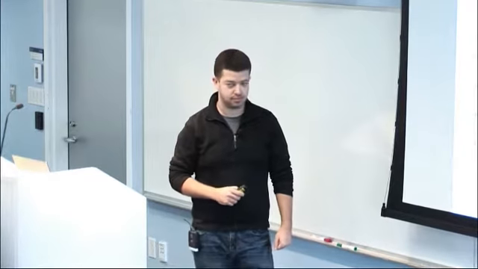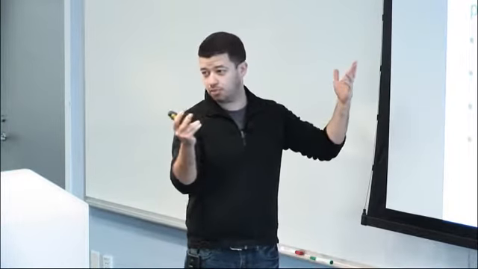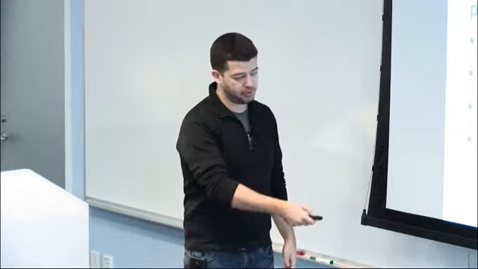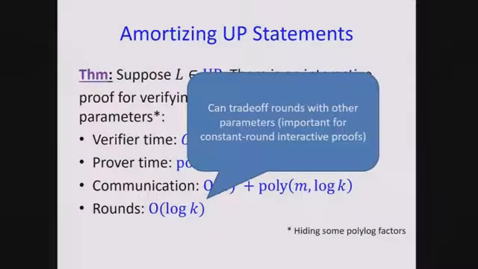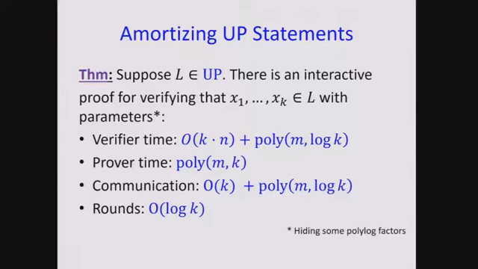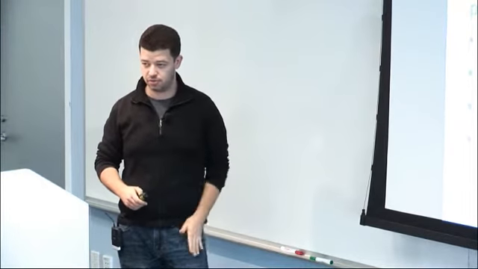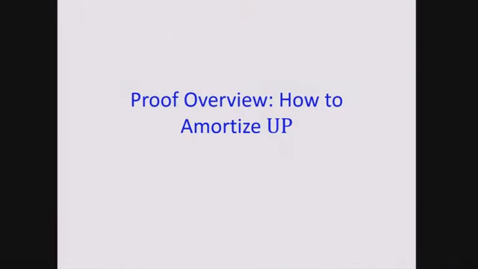Okay, and the number of rounds of this UP amortization is logarithmic in k. And in fact, if you really want to insist on a constant number of rounds, you can do that, but then the other parameters blow up a little bit. So instead of having log k, you have some k to the epsilon or something. But I think this is an interesting theorem on its own. And this I want to prove to you.